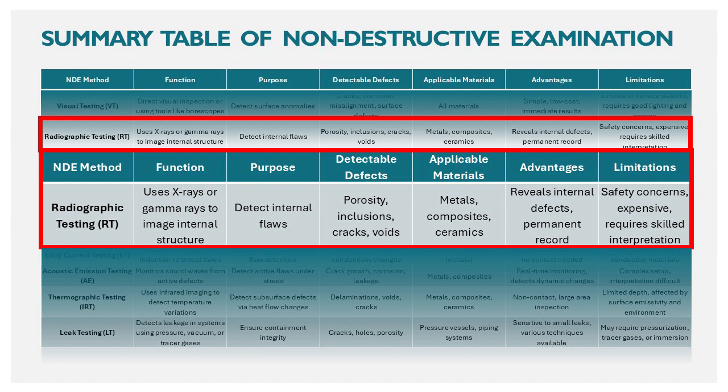Radiographic testing or RT is applicable to metals, composites, ceramics. The advantages of radiographic testing or RT include reveals internal structure, permanent record of inspection, and high sensitivity to volumetric defects. The limitations of radiographic testing or RT include radiation safety concerns, expensive equipment, requires skilled interpretation, and limited effectiveness on thick or dense materials.